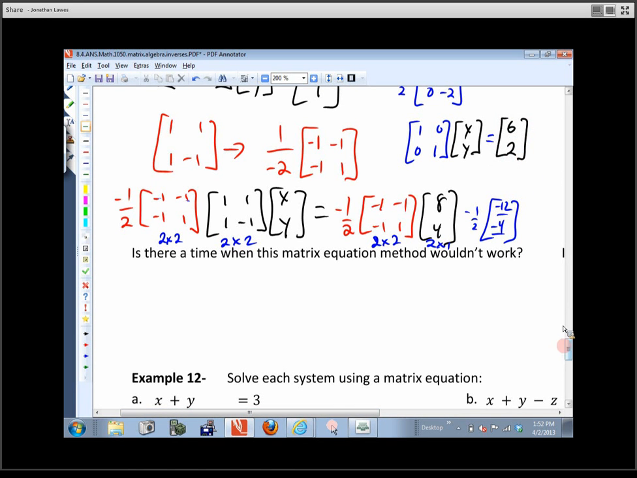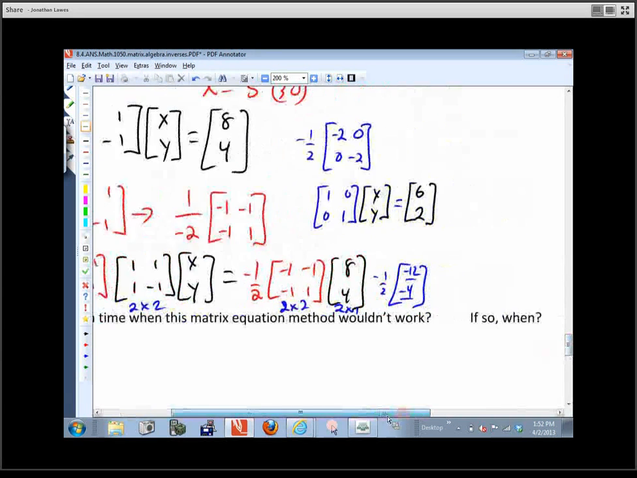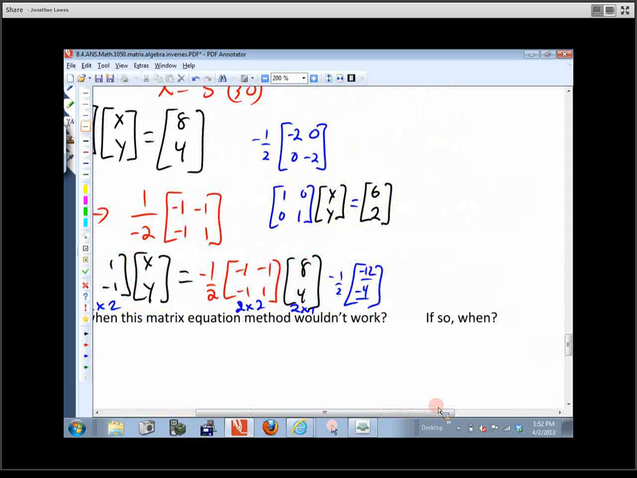Can that just be the answer? It is the answer. So I want you to take a look at this. What happens when I multiply by the identity? You get xy. You get a 2 by 1 that's supposed to be equal to 6, 2, which is also a 2 by 1. What's the only way the two of those could be equal?